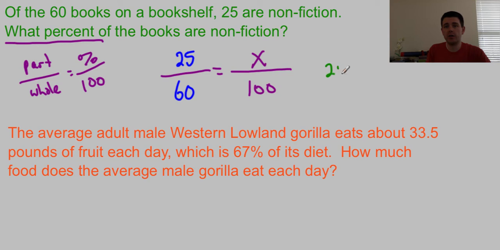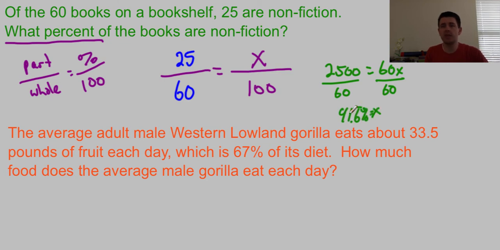25 times 100 is 2500, which is equal to 60x. Divide both sides by 60. And I get 41.6 repeated percent. So it's okay that this isn't a whole number. Percents don't have to be nice, perfect percents. But in this case, we would get 41.666, or if you wanted to round it off to 41.67%, that would be fine.